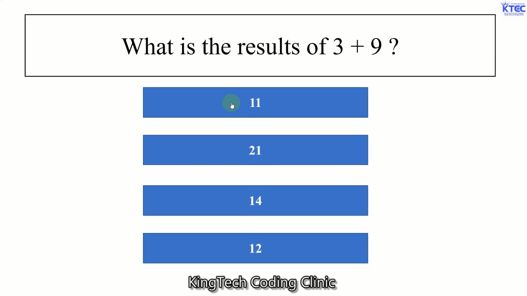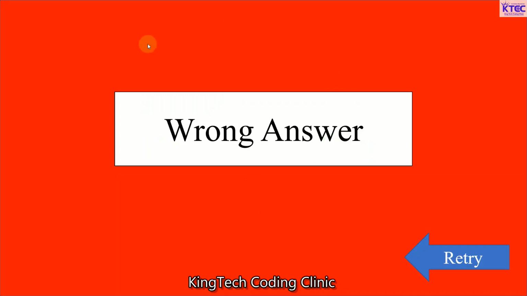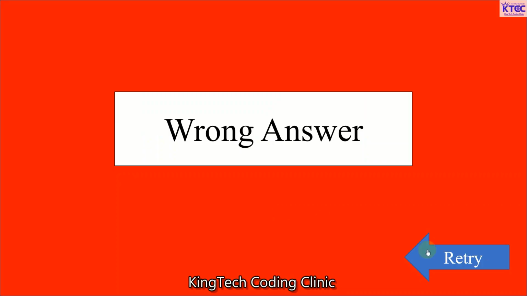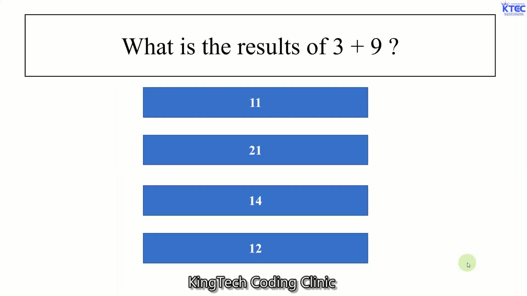Let's see what's going to happen. Once I click on the wrong answer, it redirects me and says "Wrong answer. Retry." So I'll be brought back to the same question. Let me choose another wrong answer again. It says "Wrong answer. Retry." So I'll retry again, and I'm back again. Until I choose the correct answer, I can't proceed.